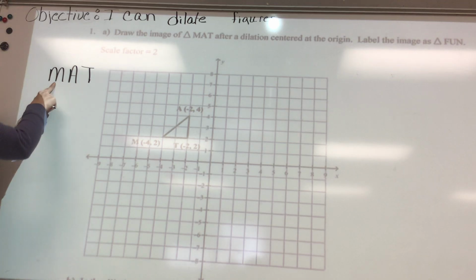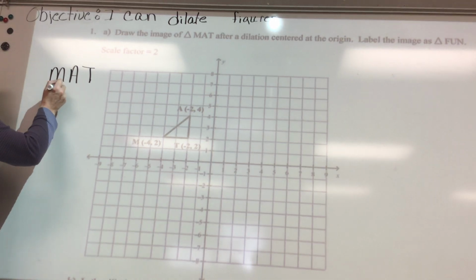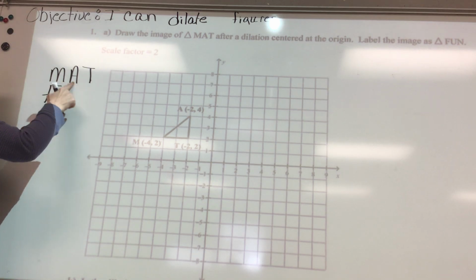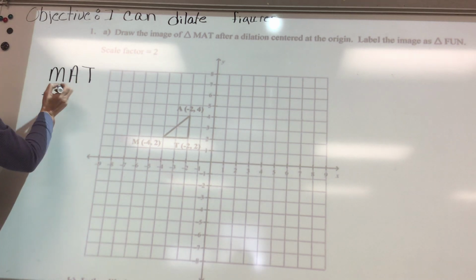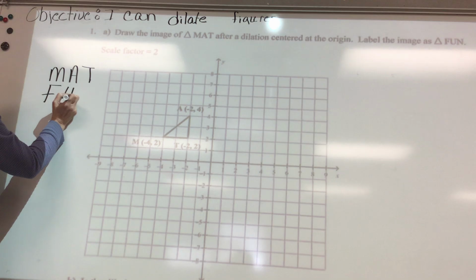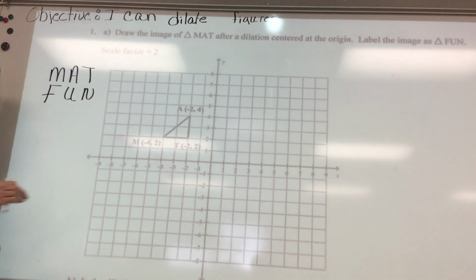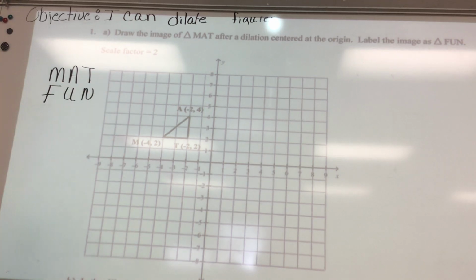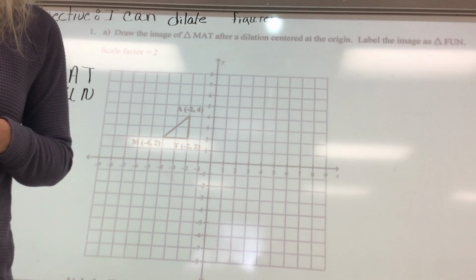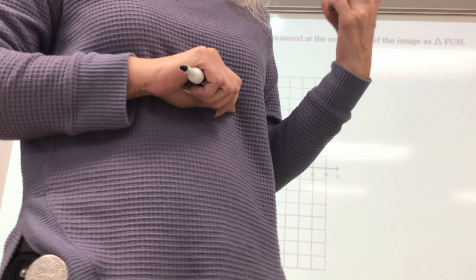So what is the image of M going to be called? F. Image of A is going to be U, and the image of T is N. Remember, they're in corresponding order. All right, now we're going to dilate by a scale factor of 2.